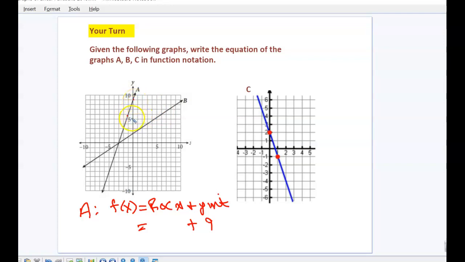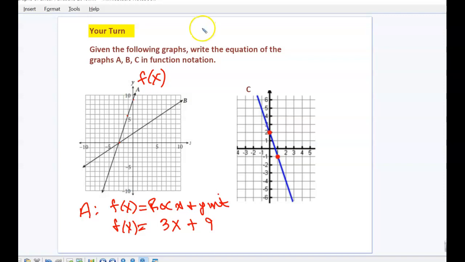Now, if you're not sure whether this point here crosses at the corner, you could take the x-intercept, which is -3. So I'm going over 3. I'm going up 9. So my rate of change is going to be 9 over 3, which is 3. So my first equation for A is going to be f of x is equal to 3x plus 9.